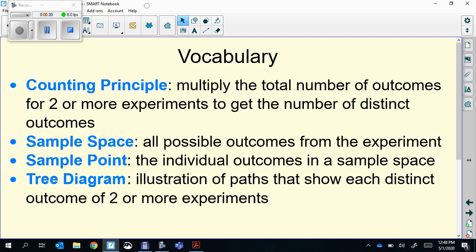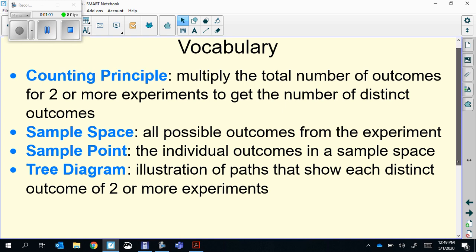or whatever it is that you're looking at. The sample space is all the possible outcomes for the experiment, and the sample point is just one of the outcomes in the sample space. And then a tree diagram just helps show the paths of what could happen through each stage of the experiment or whatever it is that you're looking at.